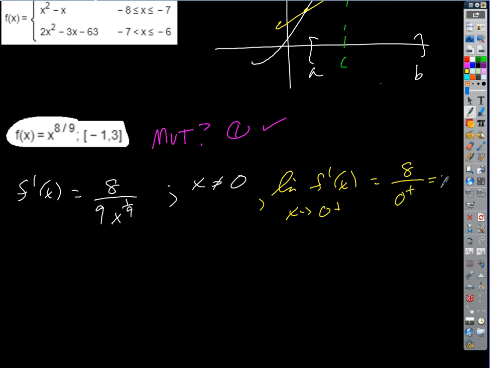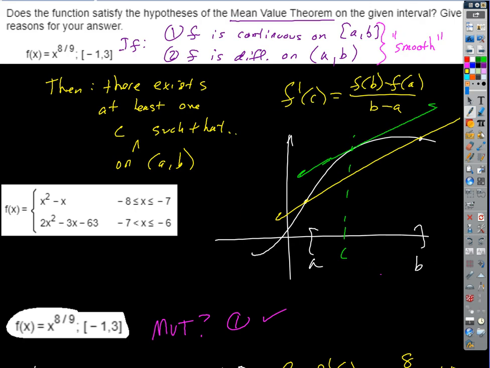Which is going to give me positive infinity, right? There you go. We're getting an infinite limit, which is a vertical tangent line, is really all that's amounted to, right? So this one does not apply for the reason that the function is not differentiable on the open interval between the endpoints, between -1 and 3, right?